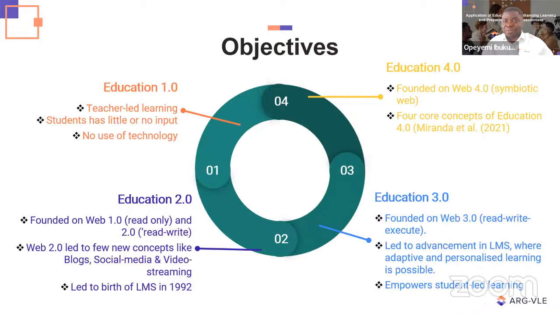I think a lot of us are familiar with the concept of machine learning, data analytics. These are concepts that we are all familiar with, which is for Web 4.0. This is the symbiotic web where we are blurring the line between humans and technology. Miranda mentioned four core concepts for this education 4.0. One of them is student competency, new learning methods, then information and communication technologies and infrastructure, where we're combining both digital and physical. So these are the four concepts for Education 4.0.